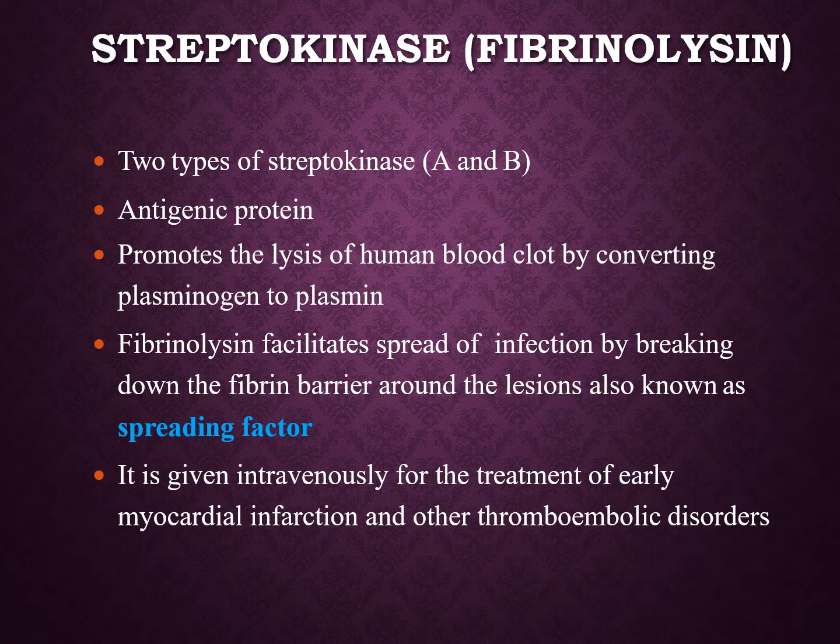So the next important thing is streptokinase, which is a fibrinolysin. Two types of streptokinase were noted, A and B. They are antigenic proteins. It promotes the lysis of human blood clots by converting plasminogen to plasmin. The fibrinolysin produced by Streptococcus pyogenes facilitates the spread of infection by breaking down the fibrin barrier of human beings around the lesions, and it is also known as a spreading factor. If it is given intravenously for the treatment of early myocardial infarctions and other thromboembolic disorders, it will be helpful.